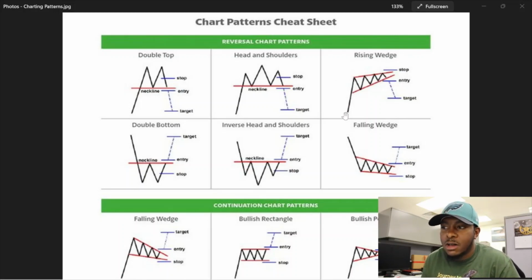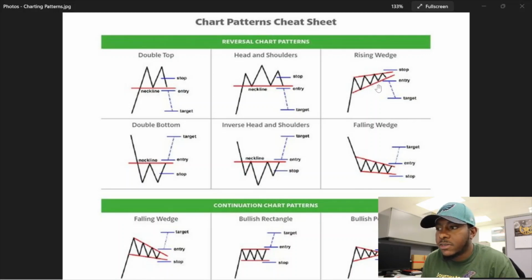Rising wedges. Now, although this thing looks like it's going up, and again, this is why these are called reversal chart patterns, with a rising wedge you see the wedge here, it looks like it's going up, but instead it stops here, and it continues to come down.